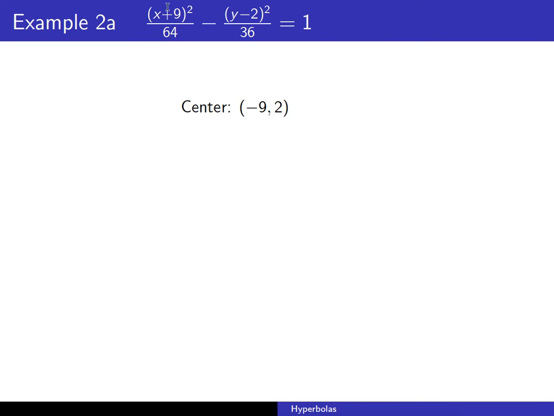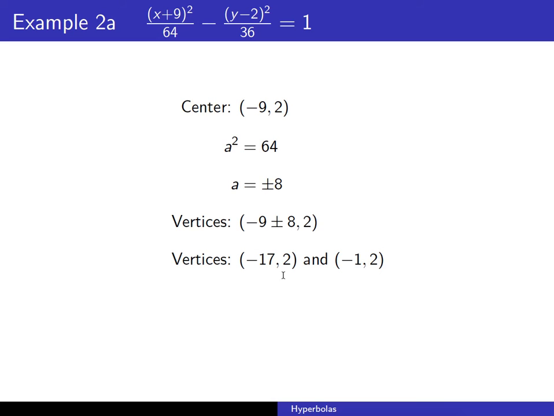So again, our center is at negative 9, 2. A squared is going to equal 64, so a is plus or minus 8. We saw that this thing is opening left and right, so we're going to add and subtract 8 from the x coordinate of our center. And when we do that, we get negative 9 minus 8 is negative 17, comma 2, and negative 9 plus 8 is negative 1, comma 2.